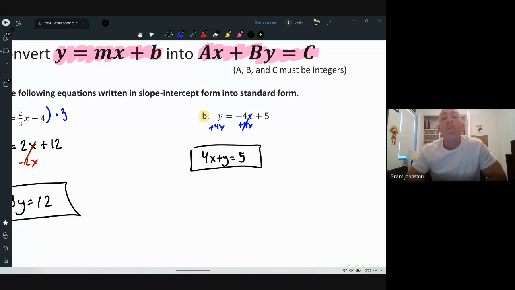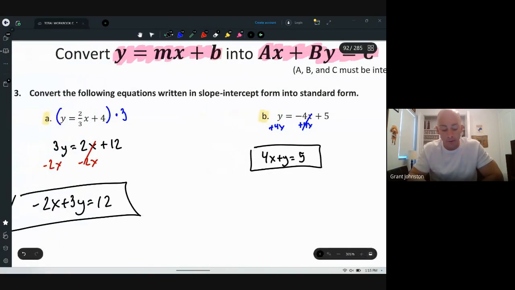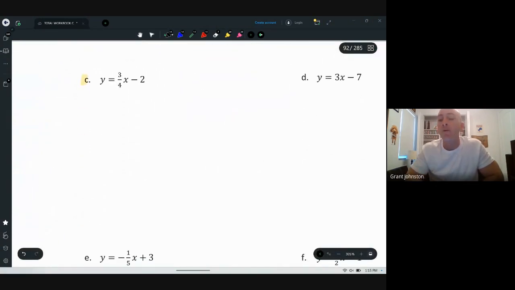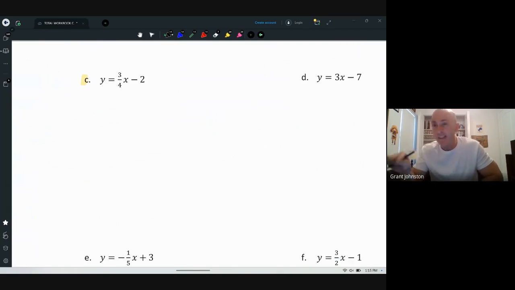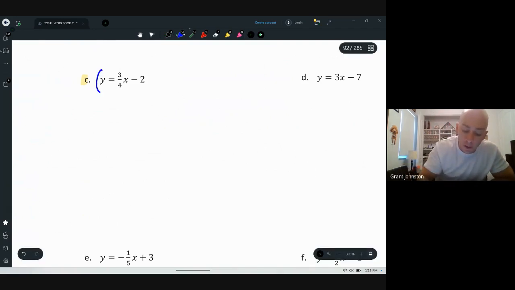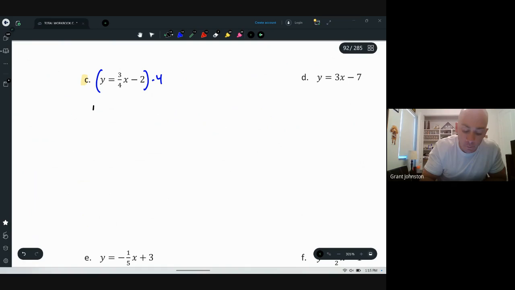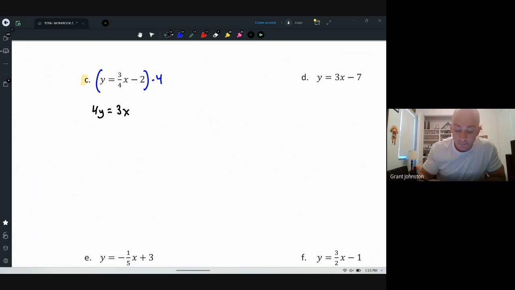with. But let me show you one more which involves the fraction. So that's letter C. So I have a 3/4. So it's that division, it's that denominator of 4 that's kind of an issue. So I'm going to multiply this whole thing by 4. That's going to clear that denominator. So I'm going to have 4y equals 3/4 times 4 would just be 3x. And then that's going to be a minus 8 there.